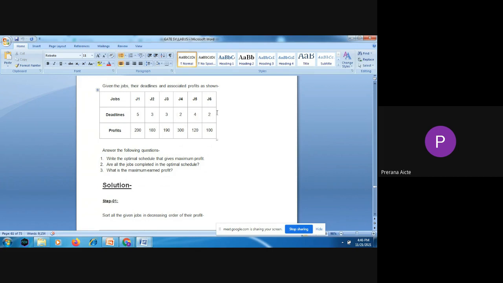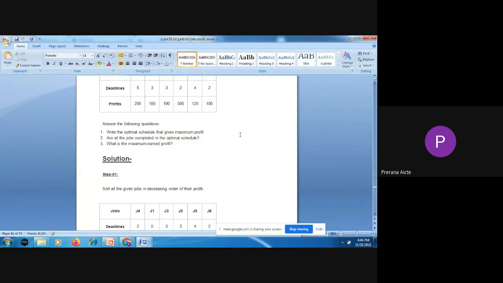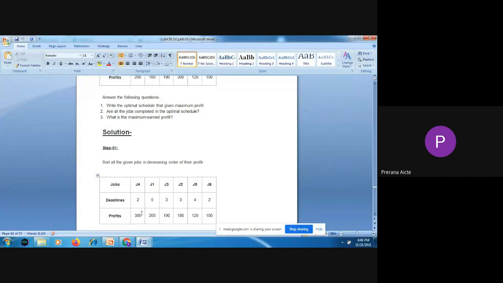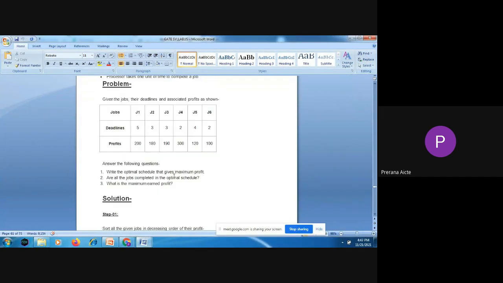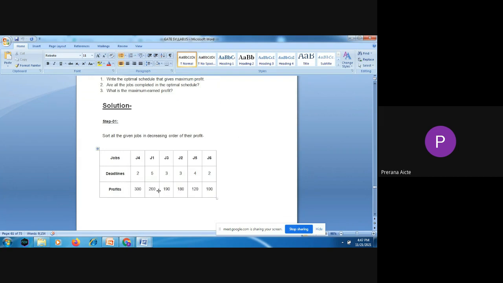For waiting time 2, we have job 4 and job 6. Among job 4 and job 6, which has the maximum profit? Job 4. So we can include that. After job 4, job 6 also has waiting time 2, but its profit is 100. So we check whether processing another job instead gives more profit, and it does. So we can include that job also.